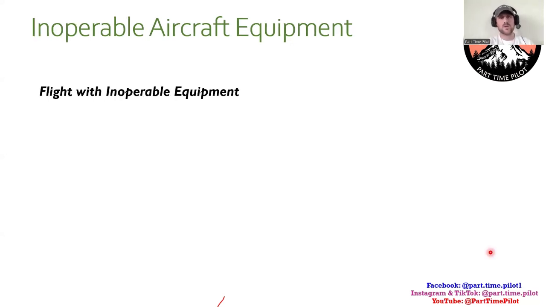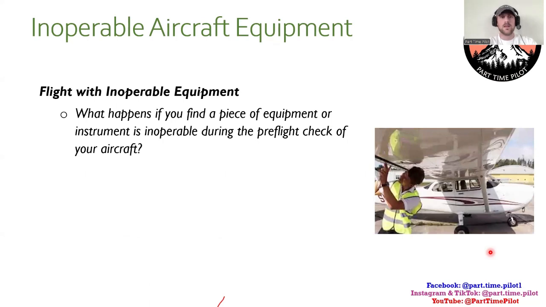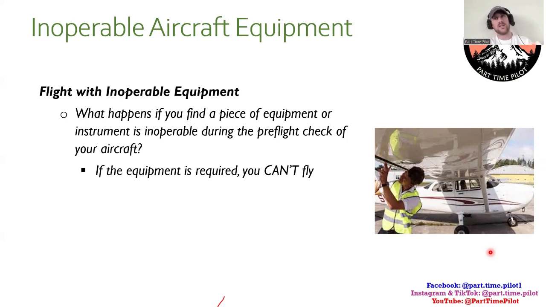All right, so I want to talk about inoperable aircraft equipment, and in particular flight with inoperable equipment. So what happens if you find a piece of equipment or instrument that is inoperable during the pre-flight check of your aircraft? Well, if the equipment is required, you can't fly. So let's say the airspeed indicator isn't working. That was part of TOMATO FLAMES, the first A. If that is not operable, then you can't fly until that gets fixed by a certified mechanic and the aircraft gets returned to service, then you would be allowed to fly it. So if it's required and inoperable, you can't fly.